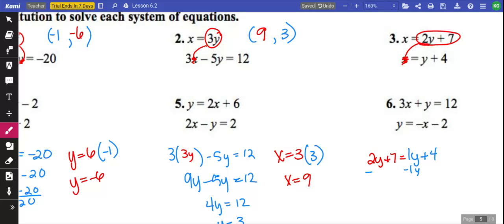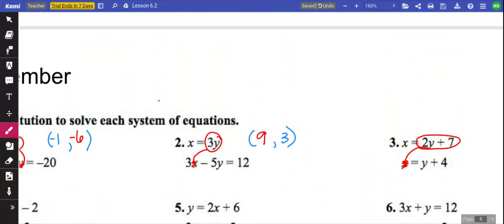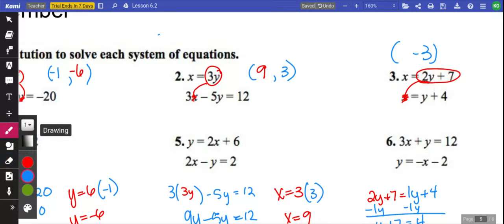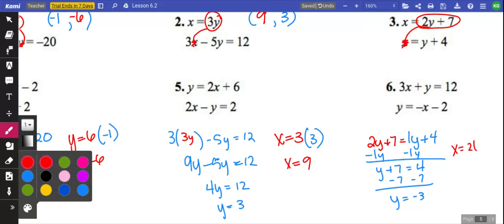Subtract 1y from each side because there's no distributing. So it's just a combine like terms. And then there's no multiply or divide, so just add or subtract. So y is negative 3. Go ahead and come up and put that in the y place. And then that needs to go back up into the original equation, which says x equals 2 times, and we know y is negative 3, plus 7. So x equals negative 6 plus 7. So x equals 1.